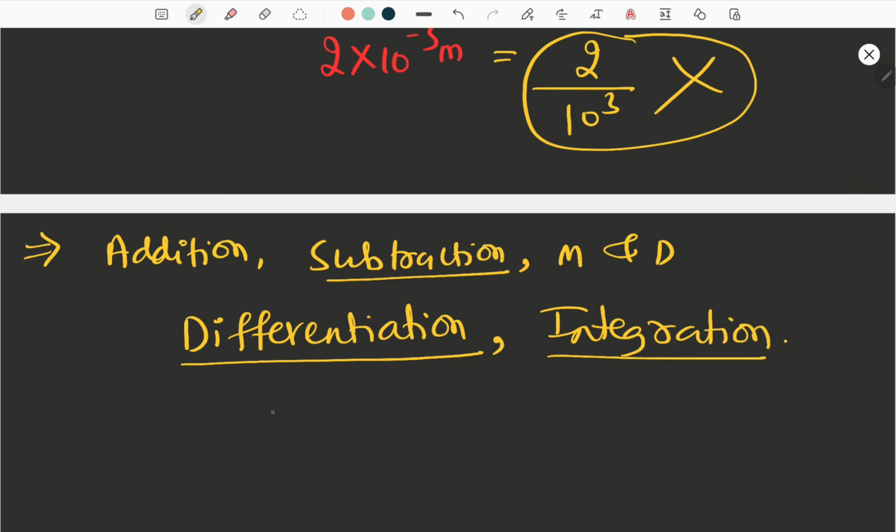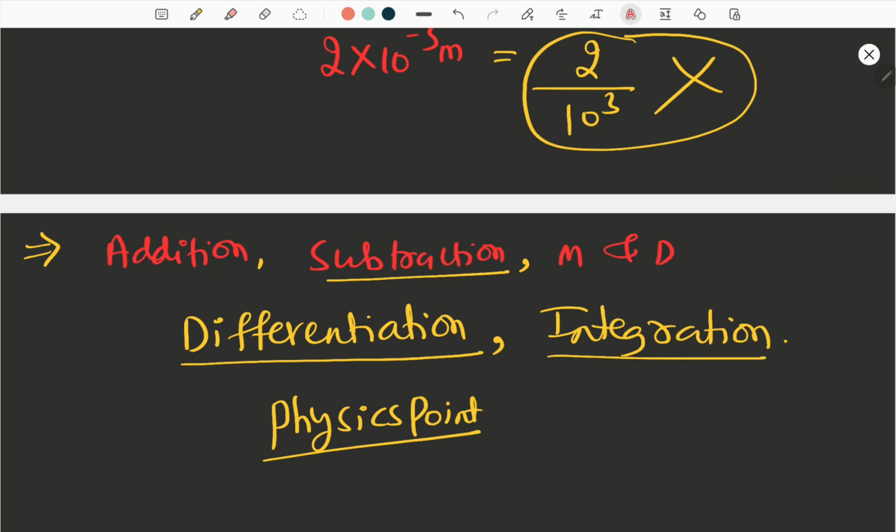So in this channel PhysicsPoint, as I am moving forward into the videos, whenever these mathematical tools are necessary, whichever is necessary, these are already learned by you. You may not be well versed with this, but this comes in 11th class and also in 12th. So I'll be teaching all those things on PhysicsPoint.